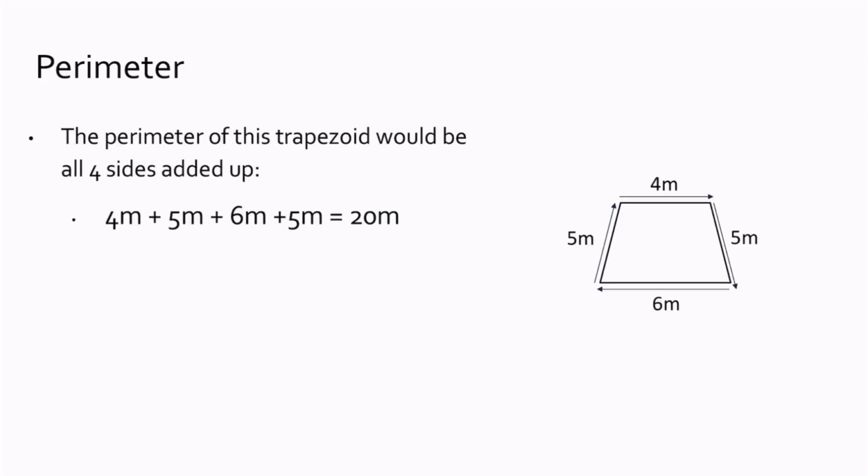So let's look at this example here. This trapezoid has 4 meters, 5 meters, 6 meters, and 5 meters. And we find the perimeter by adding those together: 4 plus 5 plus 6 plus 5. The perimeter is 20 meters.